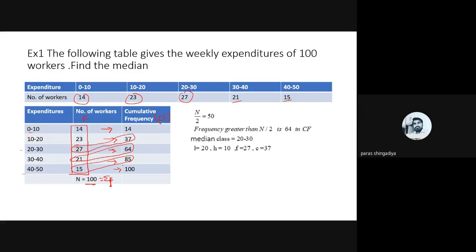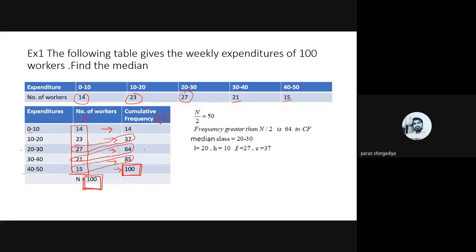The last value of the CF should match with the total frequency. If they are not matched, then there is a mistake in the total, or otherwise there is a mistake in the CF evaluation. The last value should match with the total frequency.